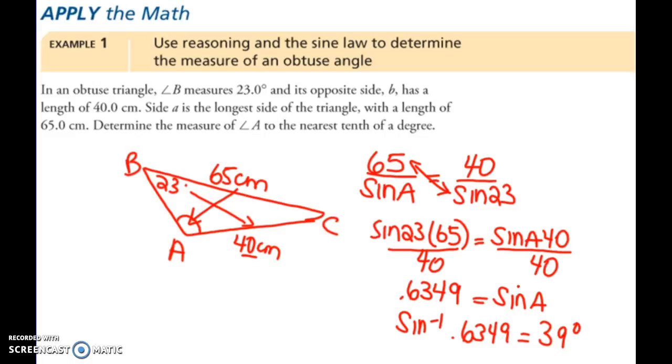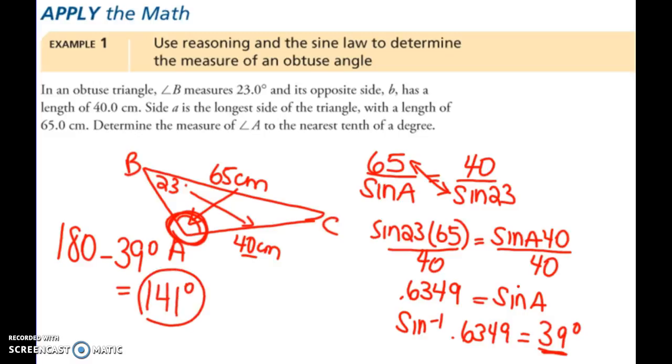Okay, if we look, this angle is an obtuse angle. So does it make sense that this is a 39 degree angle? No. Obtuse means it has to be greater than 90. So to find the obtuse angle, we would go 180 minus 39, and we would get 141 degrees.